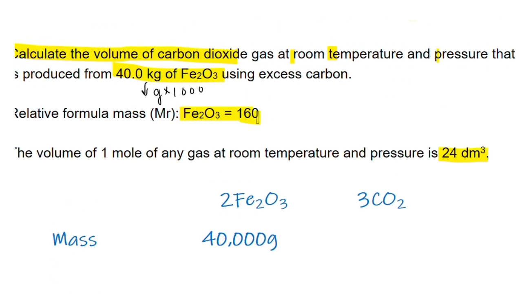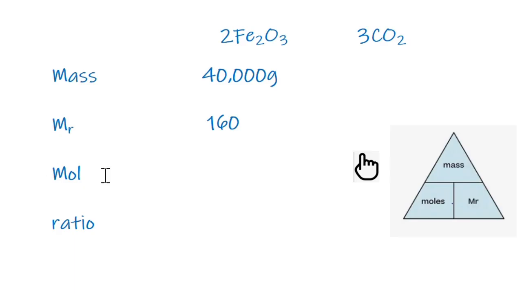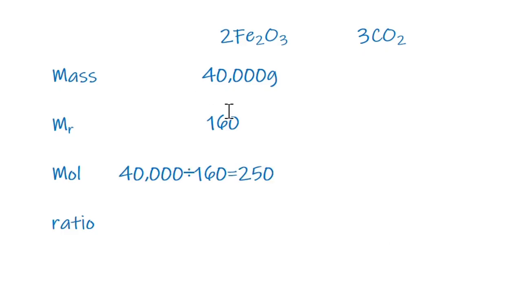In most of these calculations we have to work out the moles, so we use our Mr, moles with the mass on his head triangle. And we've got the Mr, which is 160, given in the question. So we're going to divide 40,000 by 160. And that gives us 250 moles.